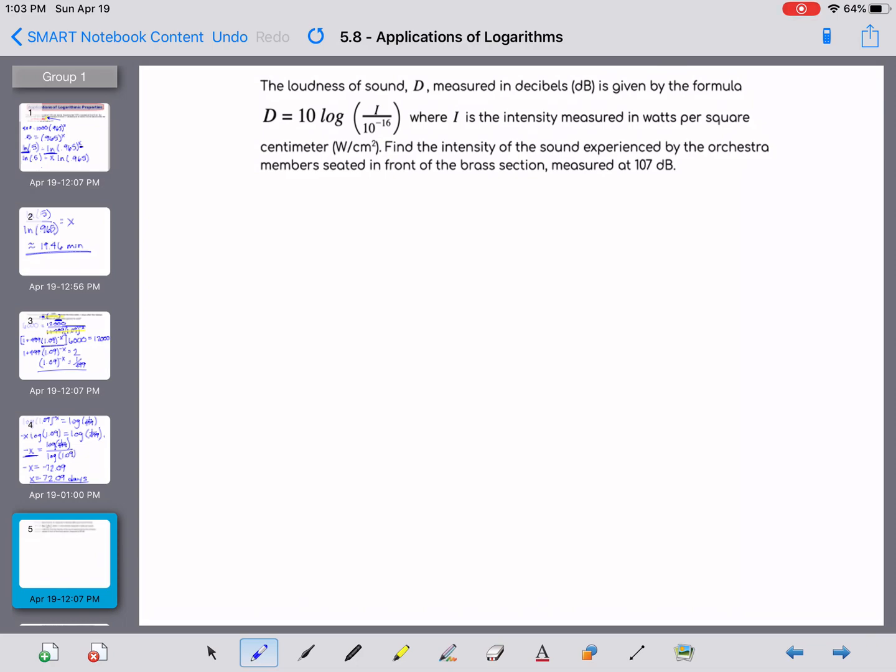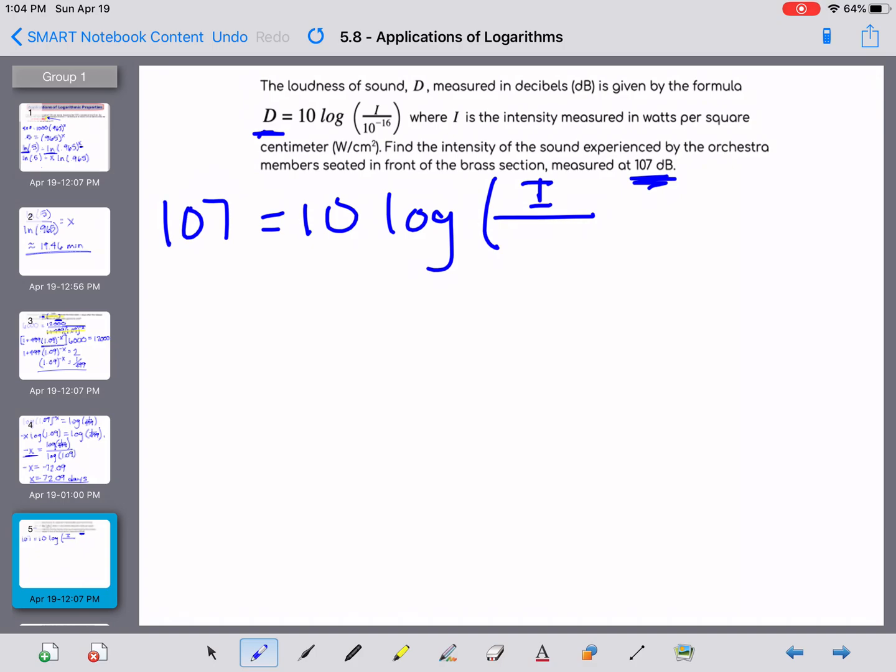Okay. So it should make sense that D here is our 107. That's the decibels that we're dealing with. So 107 is 10 log, and then we'll get this I over 10 to the negative 16.